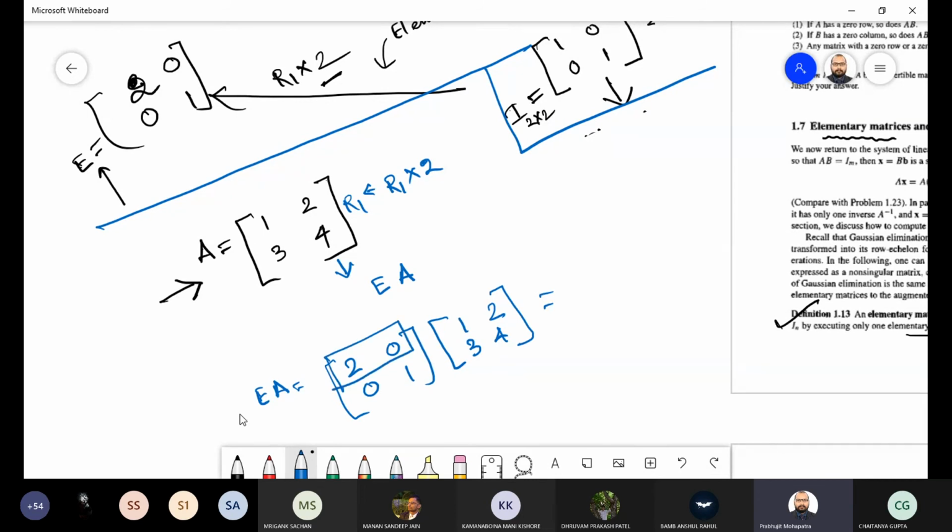You will multiply row with column, row with column. So 2 into 1, that is 2, 0 plus 3, 0 into 3, that is 0 only. Next column, 2 into 2 is 4, and 0 into 4 is 0. Then you multiply the second row with the first column. 0 into 1 is 0, 1 into 3 is 3. Then 0 into 2 is 0, 1 into 4 is 4.